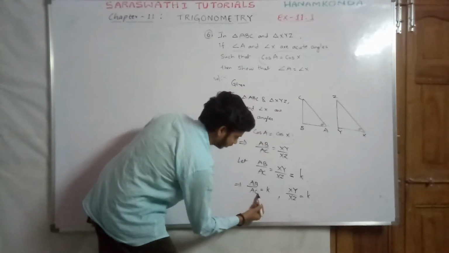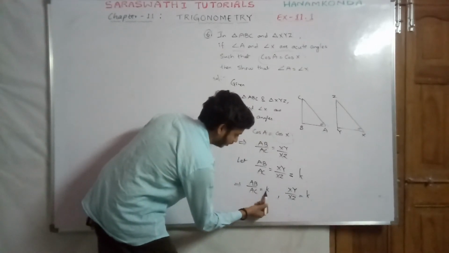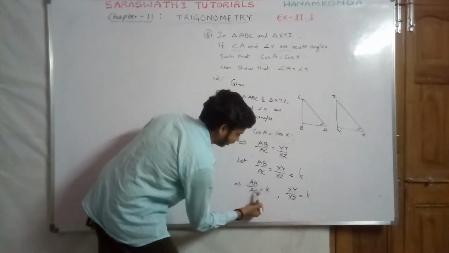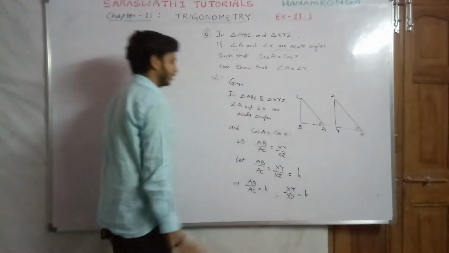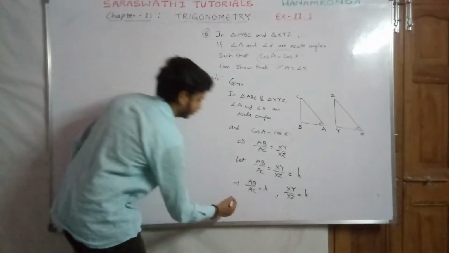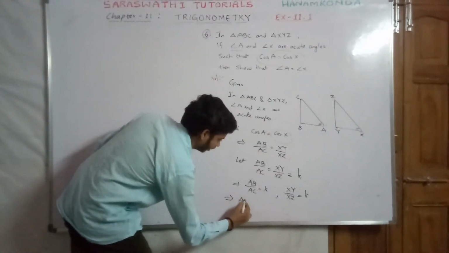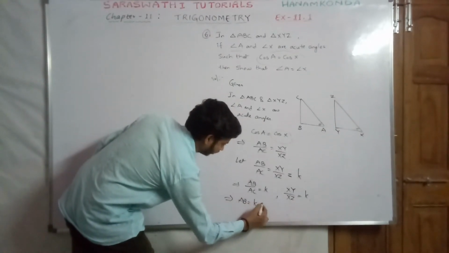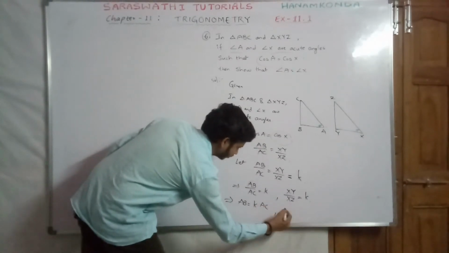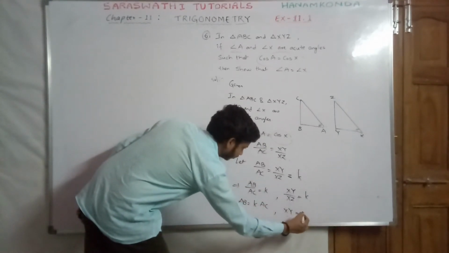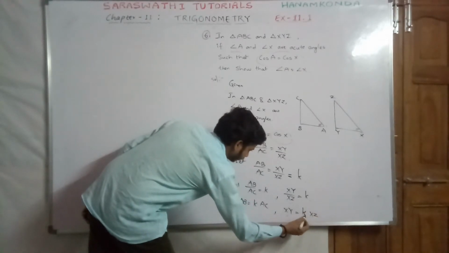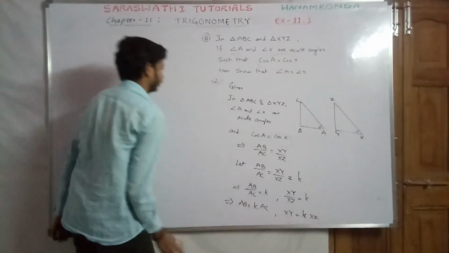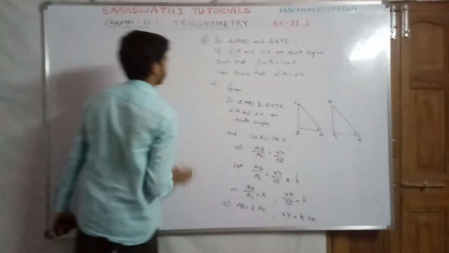Now this AC gets multiplied with the k. Then AB equals k into AC. Similarly, XZ gets multiplied with k. That means XY equals k into XZ. So it implies that AB equals k into AC, and similarly XY equals k into XZ.